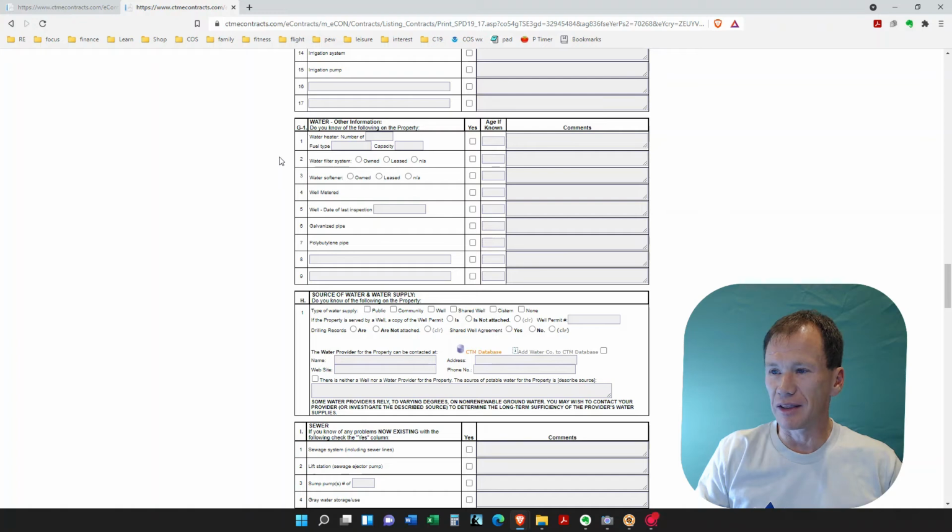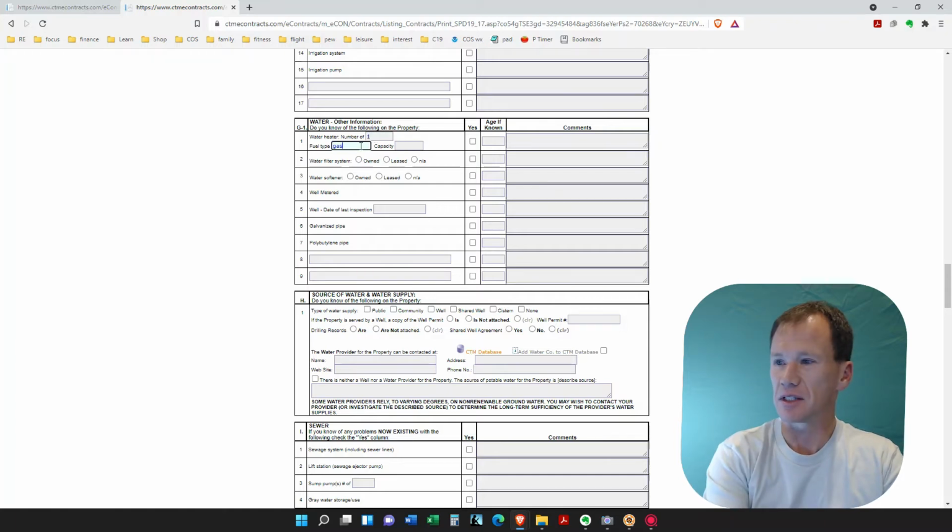So water heater. Again, this first one, don't just leave this blank. If you left this blank, then I know you didn't read it. And when it goes to your buyer, the buyer is going to know you didn't read it. The buyer agent is going to know you didn't read it. And that makes the whole thing useless. So water heater, number of. We have one water heater. It is gas. It is 50 gallons.